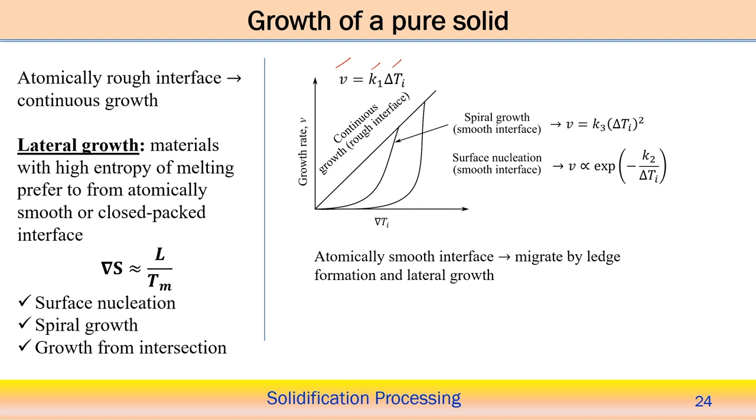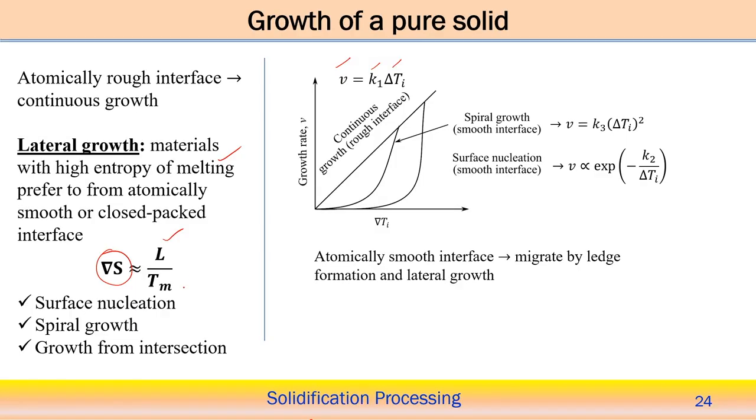A material having high entropy of fusion or high entropy of melting is normally associated with the atomically smooth surface, or we can say the close-packed interface. So we understand that delta S is approximately L by Tm. Therefore, high entropy of fusion depends on either a high value of L or a low value of the melting point temperature. Usually polymeric materials have a low melting point temperature as compared to metals. So a lower melting point temperature indicates a high value of entropy of melting, and then we can observe some kind of lateral growth also.